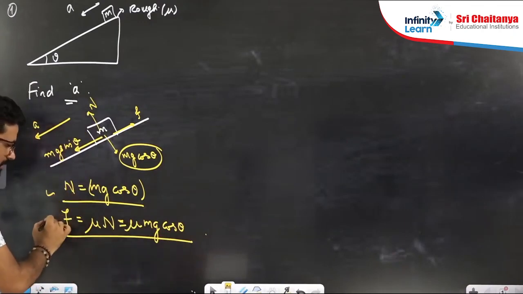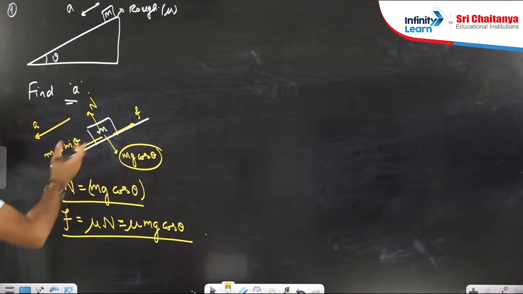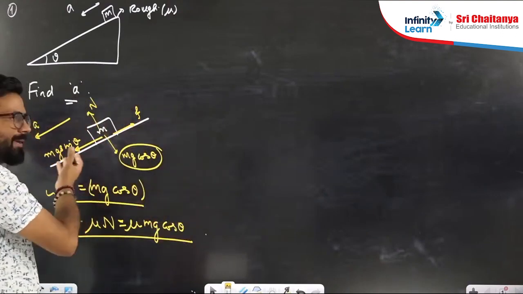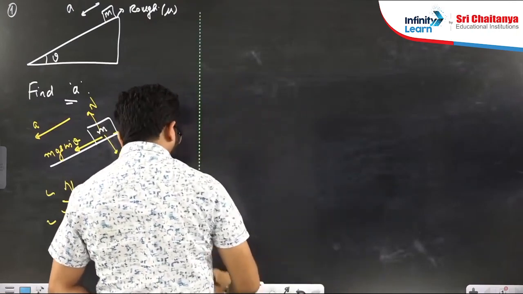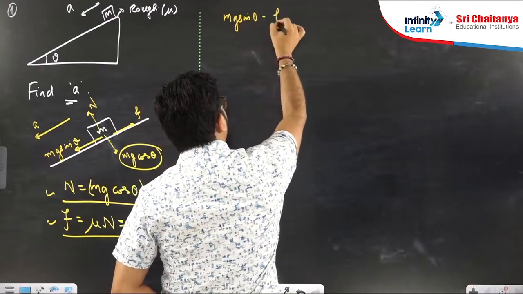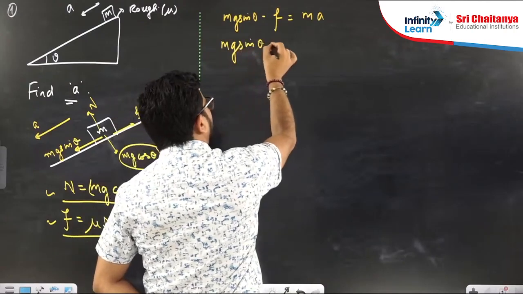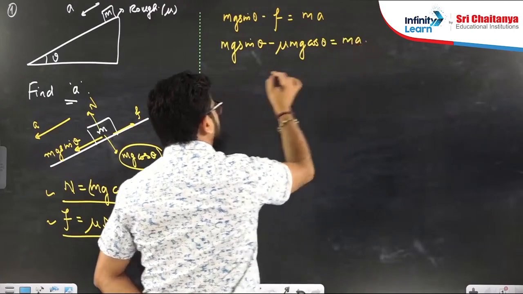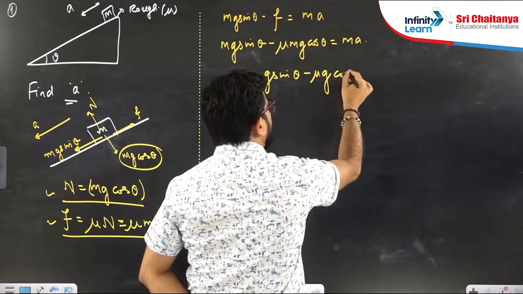Now we know the normal, we know the friction. Now the third thing, we have to calculate the acceleration. This block is sliding down along the plane. That means in this case you can see very clearly that the forces along the plane are: mg sin theta minus friction is equal to m into a. That means mg sin theta minus mu into mg cos theta is equal to ma. That means a is equal to g sin theta minus mu g cos theta.